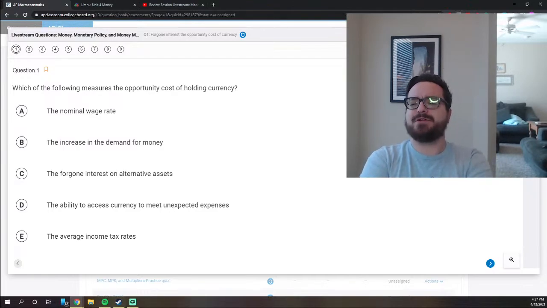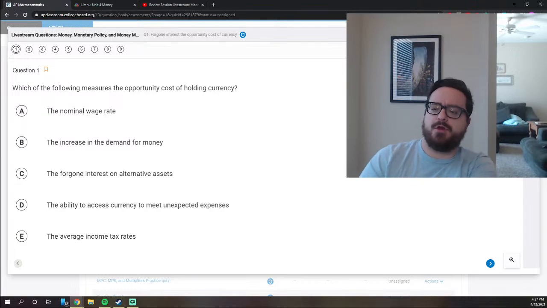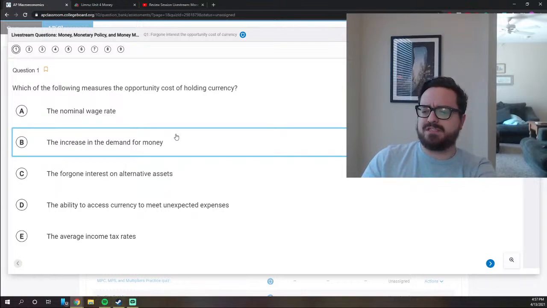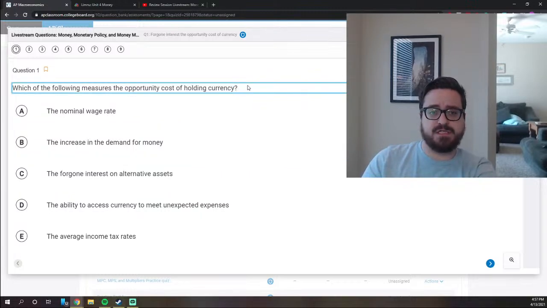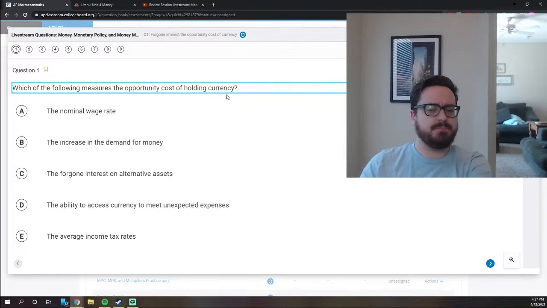Which of the following measures the opportunity cost of holding currency? They mean literal, physical currency, like having actual cash. What have you given up by doing that? The nominal wage rate. I don't give up wages by having cash. The increase in the demand for money. That's not the cost of holding currency. That is what happens when you hold currency. I wouldn't call that the cost. That is just the outcome.